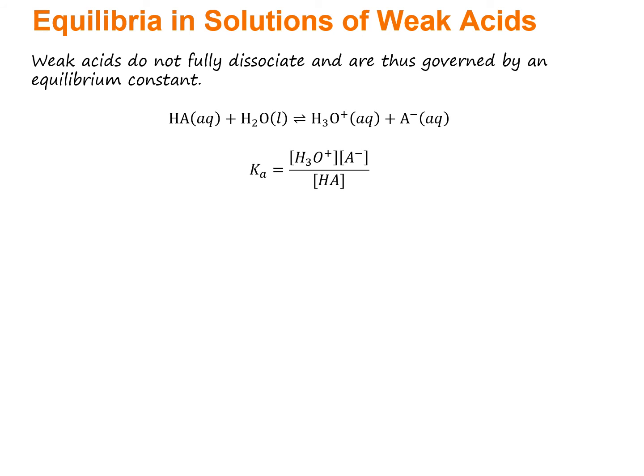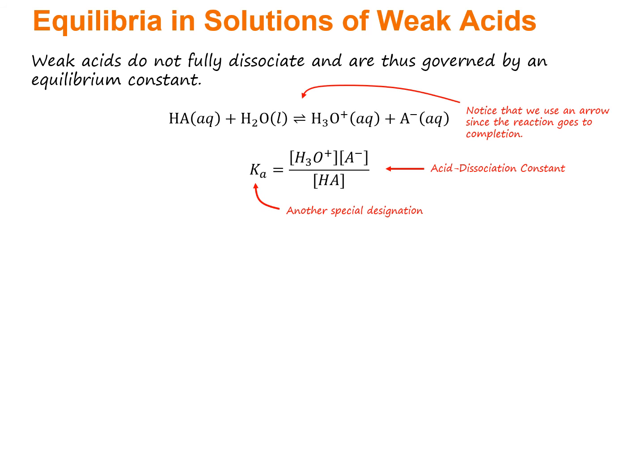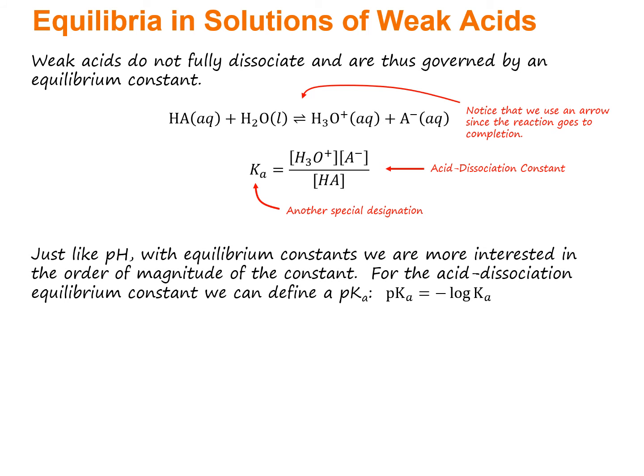So we can write an equilibrium constant for that, and for weak acids they have an acid dissociation constant. So that Ka is another special designation we give to these equilibriums. So if you see a Ka, that means acid dissociation constant. And again, I want to point out the fact that we're using those equilibrium arrows there because this is an equilibrium. So again, we're still looking at equilibrium constants.